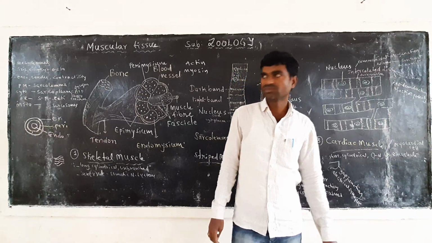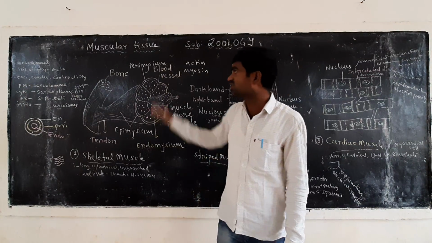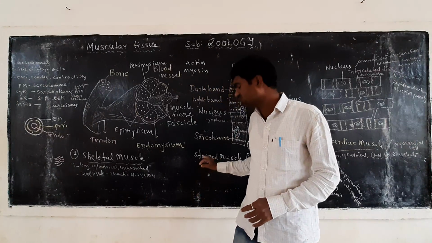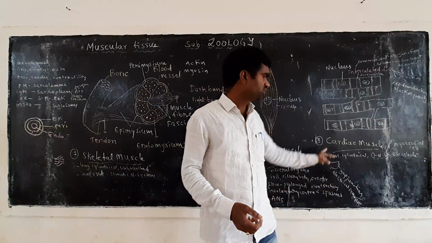Today we discussed muscular tissue and the different types of muscles: skeletal muscle, smooth muscle and cardiac muscle.